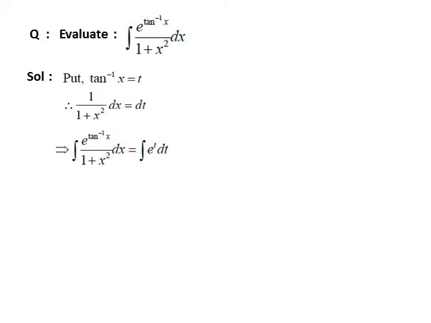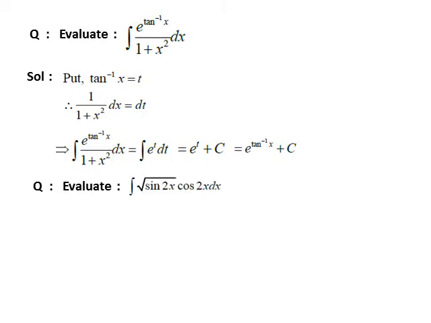As we know, integral of e raised to power t dt is equals to e raised to power t plus constant c. Now, replace t with tangent inverse x. So, we get integral of e raised to power tan inverse x upon 1 plus x square with respect to x equals to e raised to power tangent inverse x plus constant c. Take one more question.